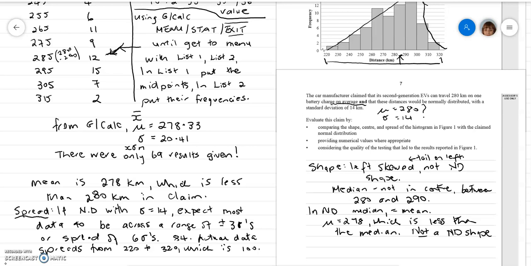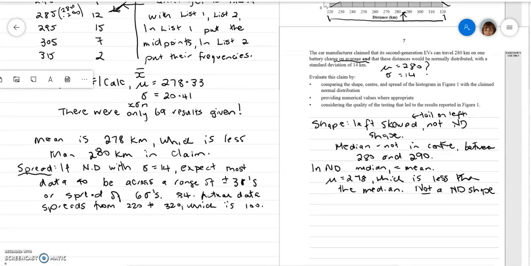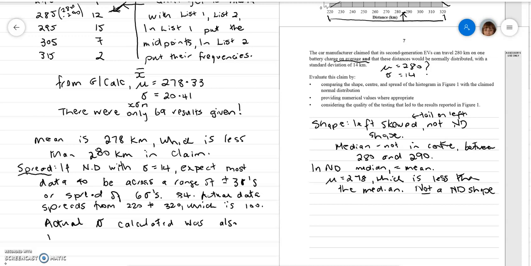Okay, and when you look at the standard deviation that we got using our graphic calculator, we found that the actual standard deviation of this distribution was, in fact, 20.41. The actual standard deviation calculated was also bigger than 14. So we would disagree with the claim that it's a normal distribution. We'd disagree with the claim that the mean's 280 and that the standard deviation was 14.